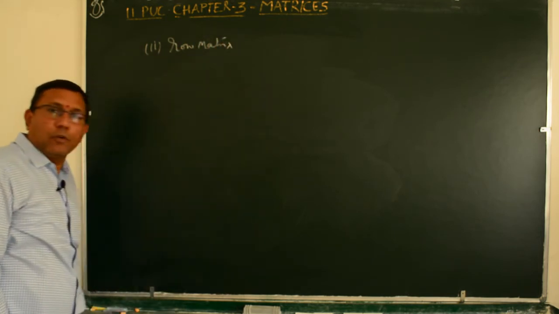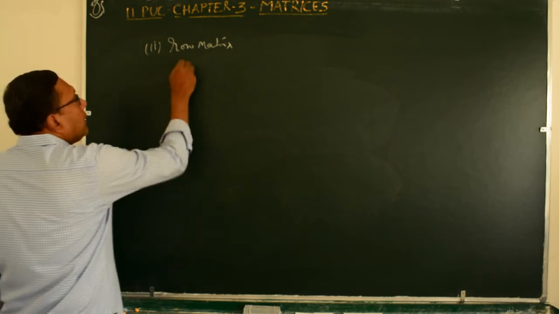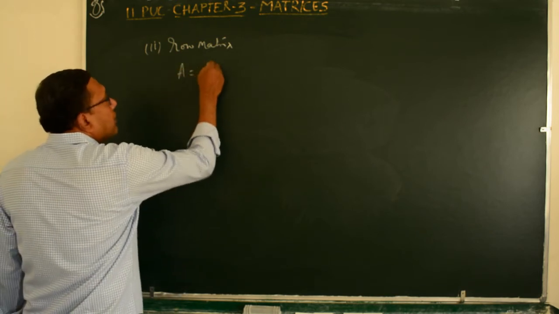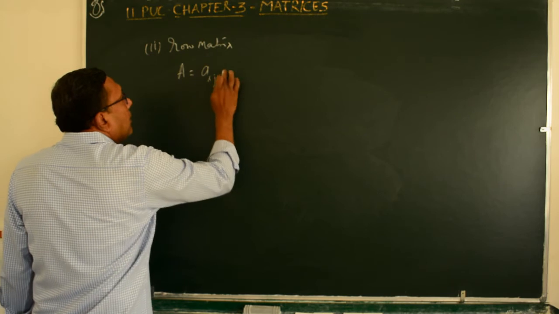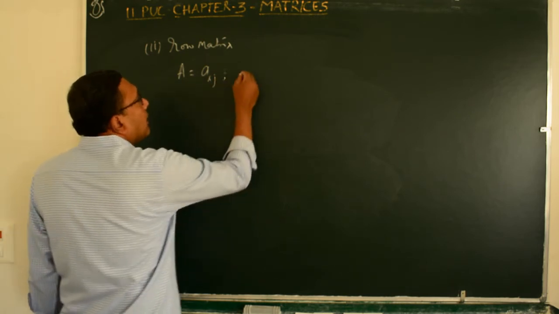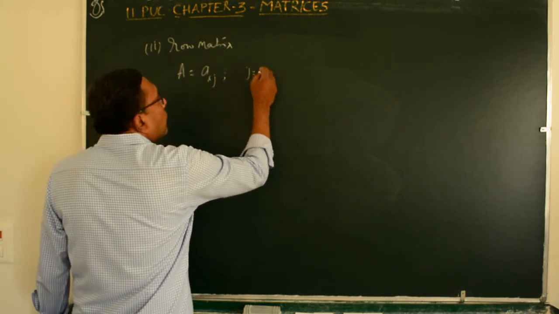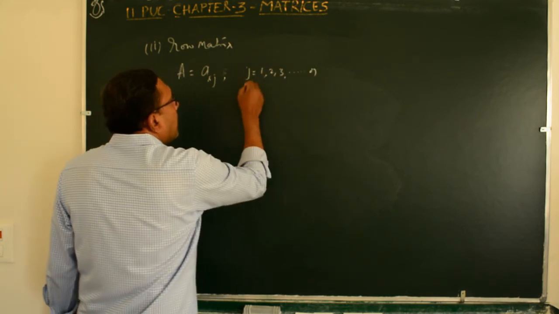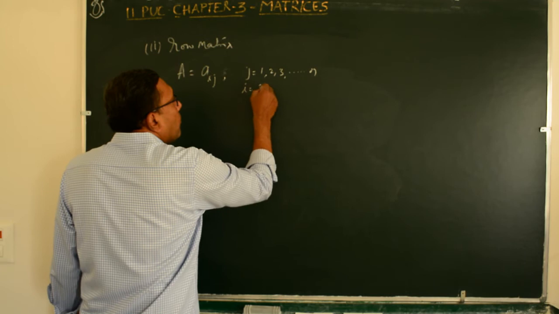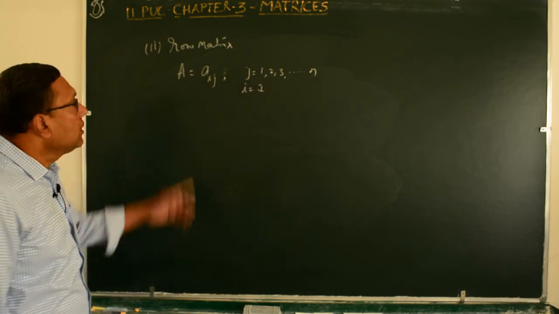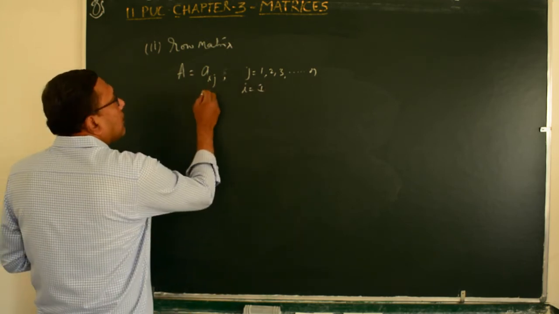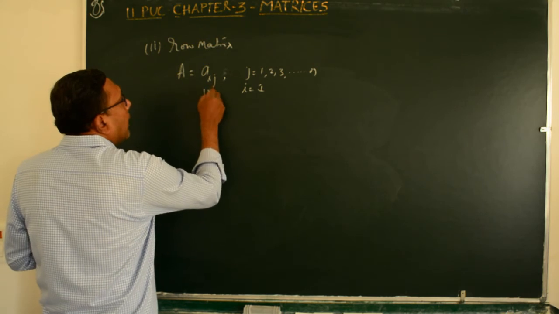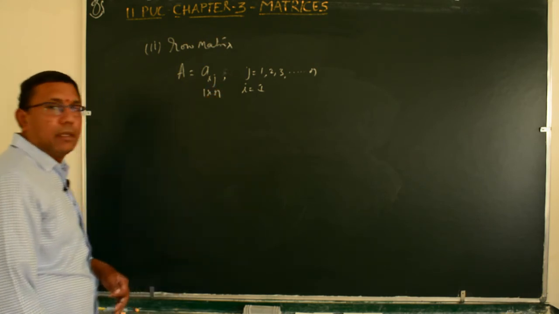Which has got only rows. So in general definition, Aij, where j is going 1, 2, 3, 4, etc. up to n and i is going only 1. That means the order is 1 row and n columns.